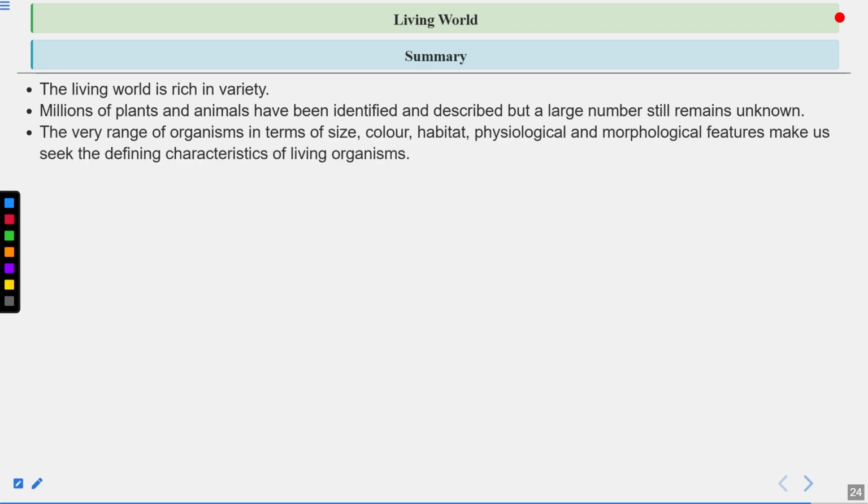Now, the wide range of organisms in terms of size, color, habitat, physiological and morphological features makes us seek the defining characteristics of the living organisms. Clear? So there is a range of organisms, there is a variety of organisms, and they differ in size, color, habitat, their physiology, and their morphological features.